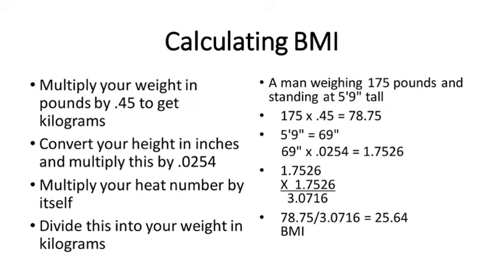So, for example, if a man is weighing 175 pounds and standing at 5 feet 9 inches tall, you'll do 175 times 0.45 to get 78.75 kilograms. He is 5'9", which equals 69 inches, and he will times that by 0.0254 to get 1.7526. Times that by itself, which equals 3.0716, and take his weight and divide it by that number, and you should get the BMI. Try this for a few minutes to get your own BMI and copy it down into the notes section.